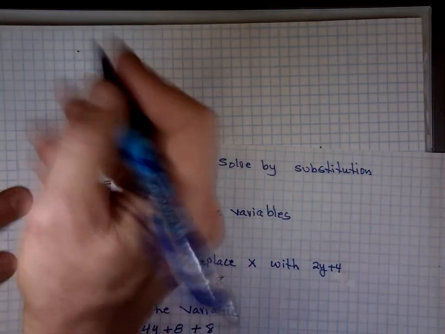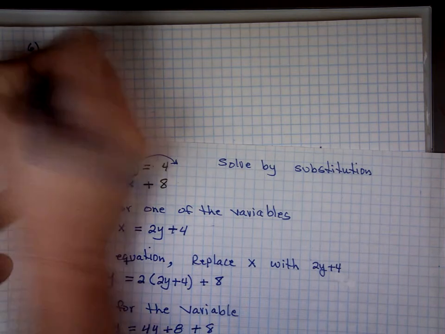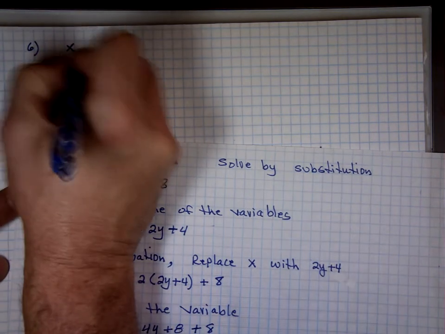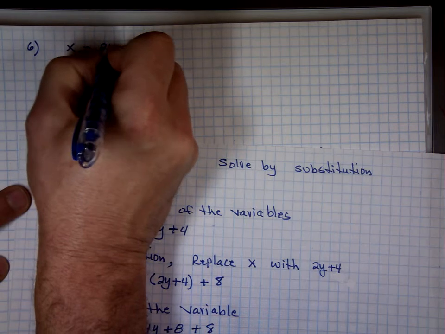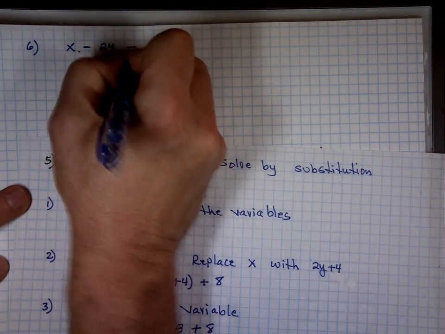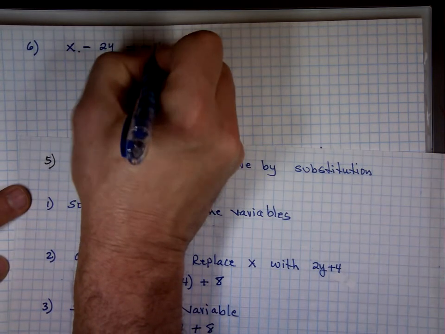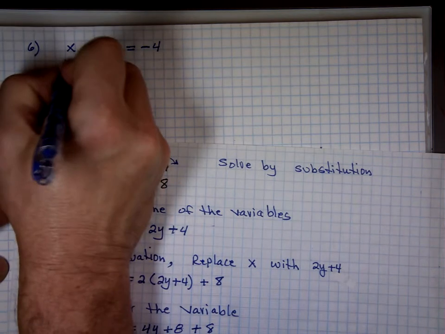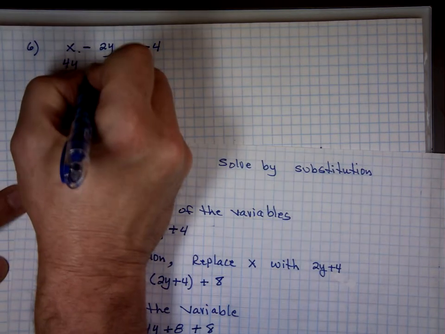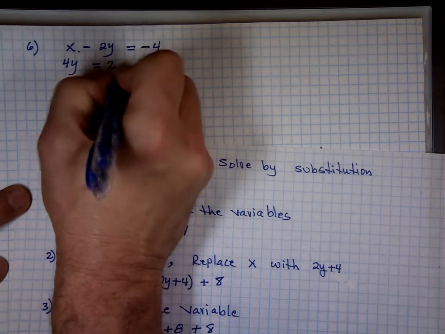So let me do it with the minus sign now, and maybe this time I'll do it with the elimination method. I'll make it problem number 6 instead of 5. x minus 2y equals what? Negative 4. 4y equals 2x plus 8.